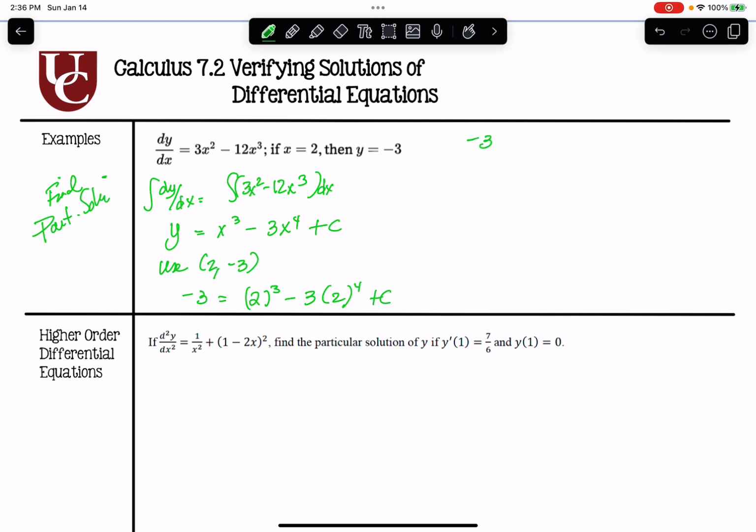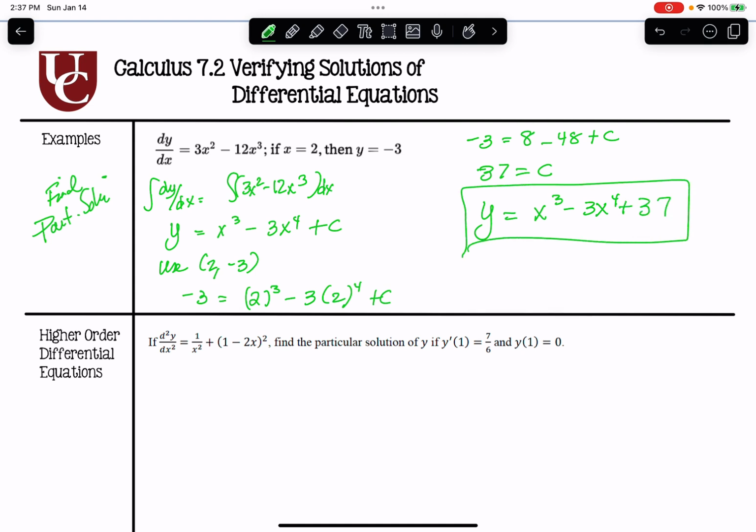So negative 3 is 8 minus 48 plus c. So that would be 37 equals c. So y is equal to x to the third minus 3x to the fourth plus 37. There you go. There's a particular solution at that point.